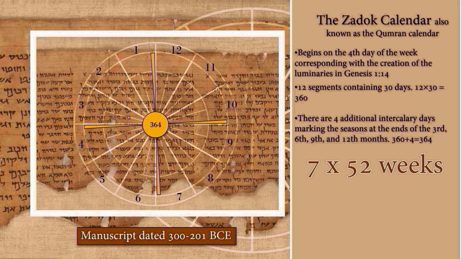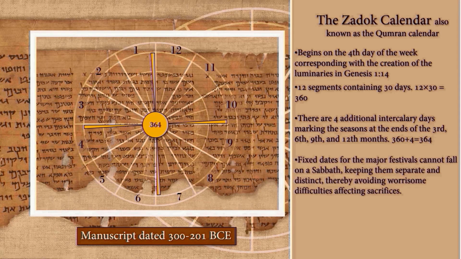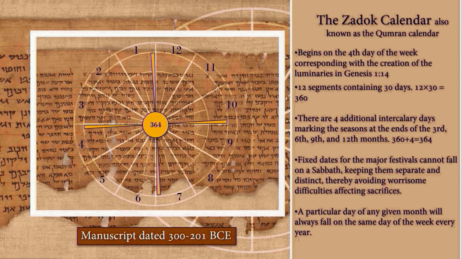7 times 52 weeks. They truly believed that the calendar was only 364 days. And people are observing this calendar today, so it's not out of vogue. The fixed dates for the major festivals cannot fall on a Sabbath according to this calendar, keeping them separate and distinct, thereby avoiding worrisome difficulties affecting sacrifices. And a particular day of any given month will always fall on the same day of the week every year. The Zadok calendar is based upon the vernal equinox.